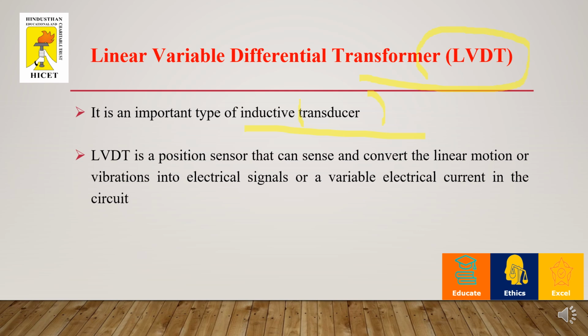LVDT is also called a position sensor, which is able to convert linear motion into an electrical signal. In the upcoming slides, we are going to see how this LVDT senses the position and how that position is converted into an electrical quantity.